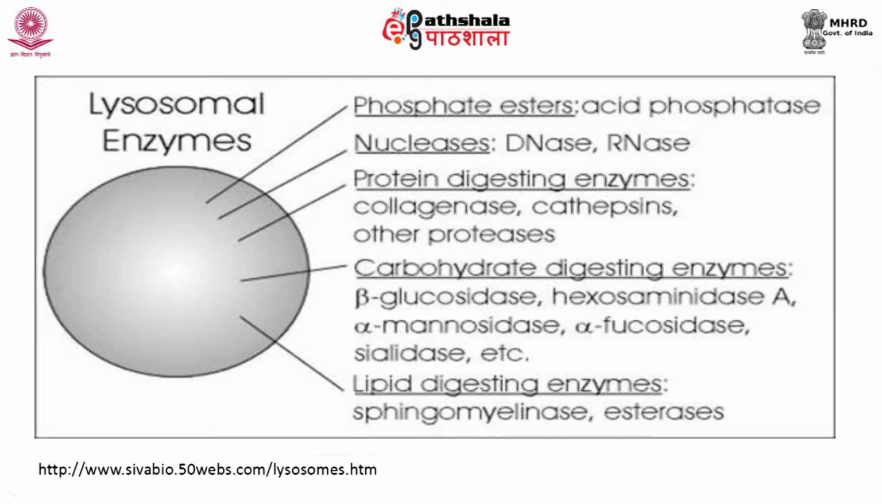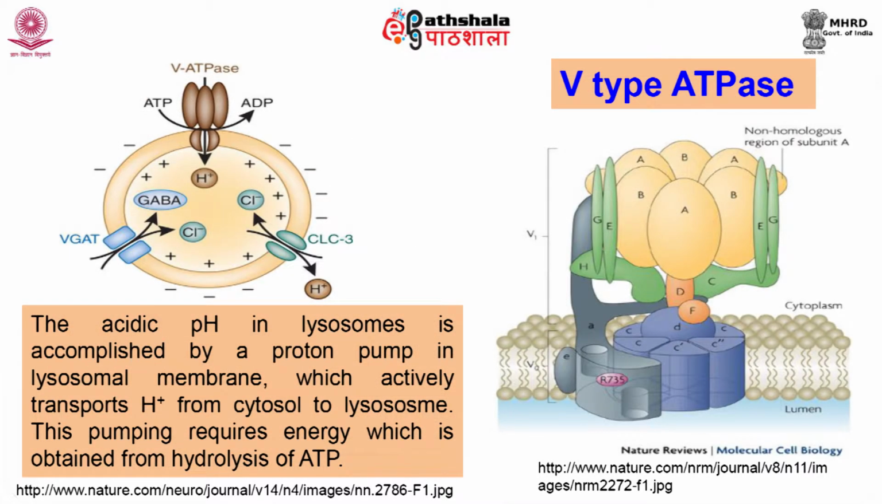Now, how this acidic pH is maintained in lysosomes? It is because of a proton pump in lysosomal membrane which actively transports protons from cytosol to lysosomes. The lysosomal proton pump belongs to the family of V-type ATPases. V-ATPases are multi-subunit proteins that assemble as two major ring structures. One ring is a peripheral V1 complex that interacts with ATP, ADP and inorganic phosphates.